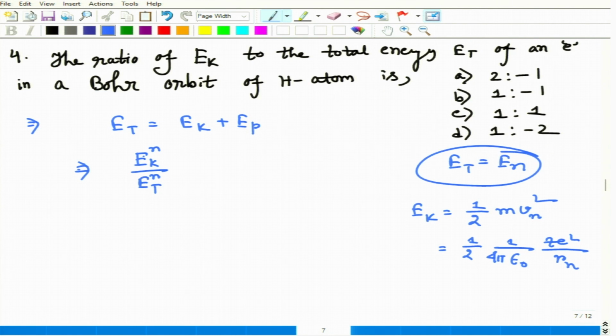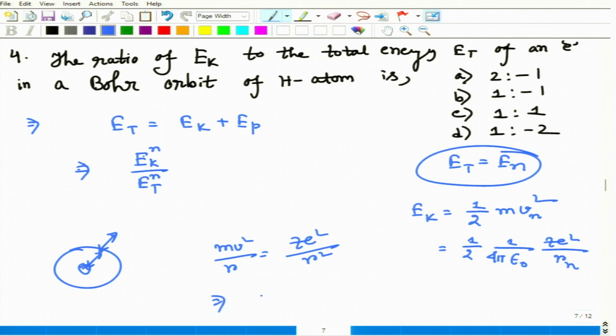Why? Because you know from that equation, the two forces should be balanced, right? So what were those two forces? One is mv square by r, another one is Z square by r square. Then V square should be Z square by r. If you do that, the potential energy also comes. Let me note, here there should be m; V square is actually over mr.